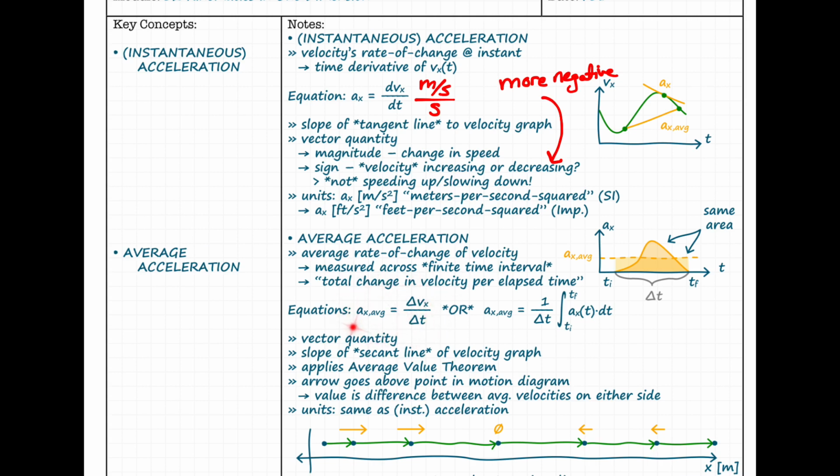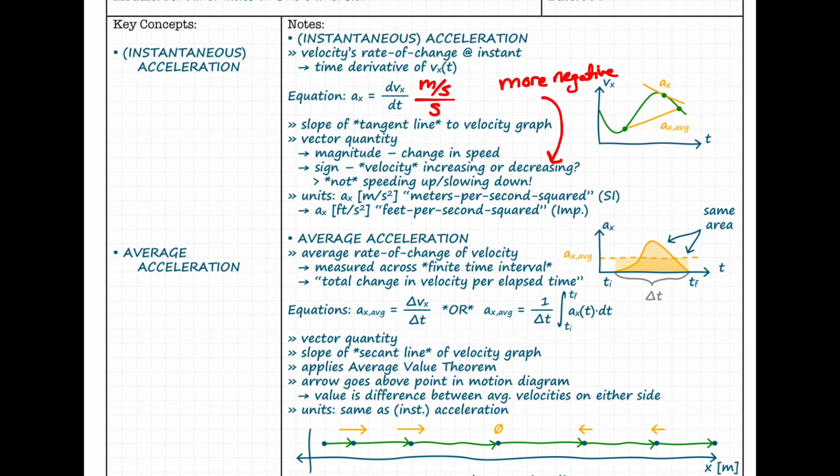Average acceleration is a finite change in velocity over a finite change in time. We saw that this thing here is the slope between 2 points. This is the slope of the secant line of that velocity graph. We also can find the average acceleration using the average value theorem. If you have an acceleration versus time, you can integrate across the interval. If you divide by the width of the interval, that gives you the height of the function over that interval, that average value over that interval. Again, that's the average value theorem. You've seen that in Calc 1.